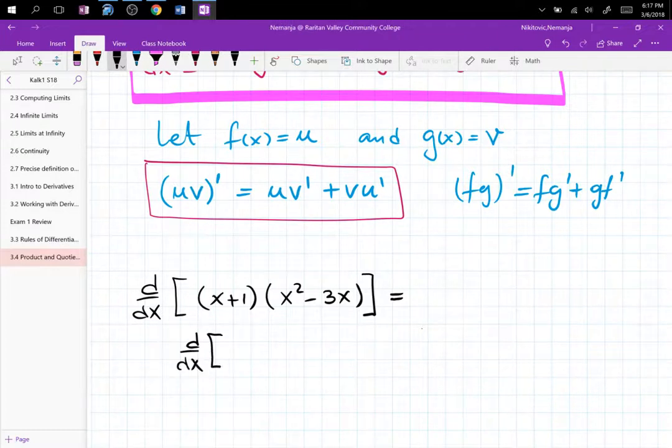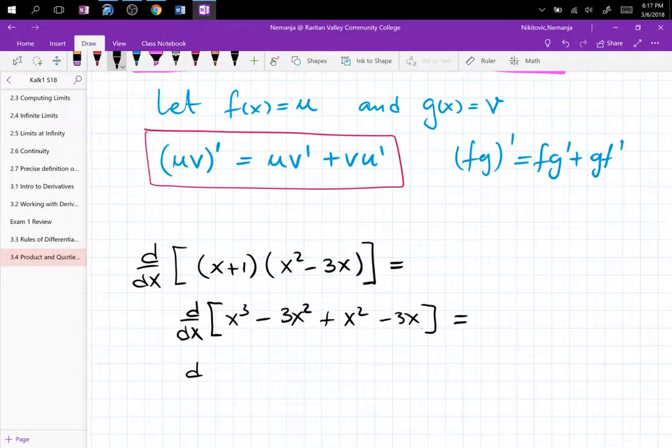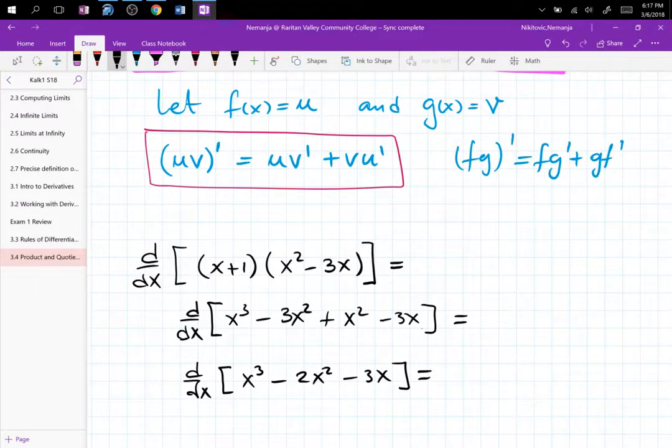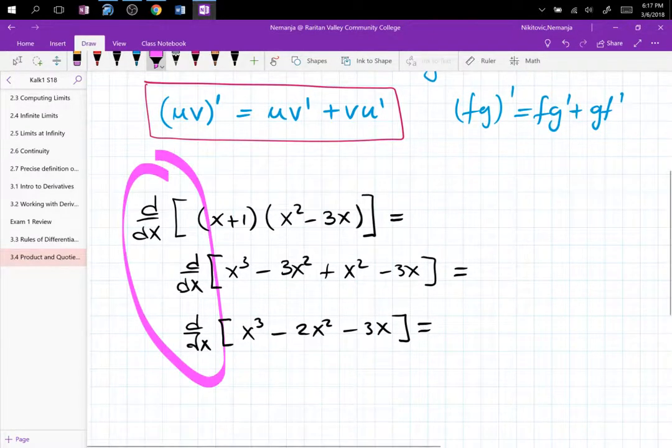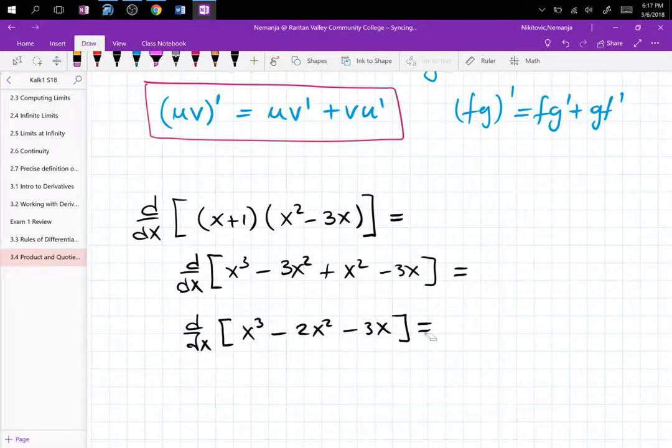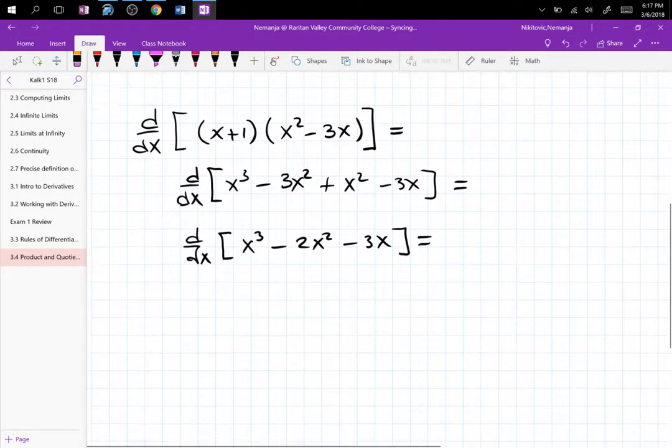So the derivative of x cubed minus 3x squared plus x squared minus 3x, and then one more time, x cubed minus 2x squared minus 3x equal. Observe, guys, that I'm using this derivative. I keep copying this. There was a lot of issue with notation, a lot of minus ones on the exam for writing stuff that mathematically makes no sense.